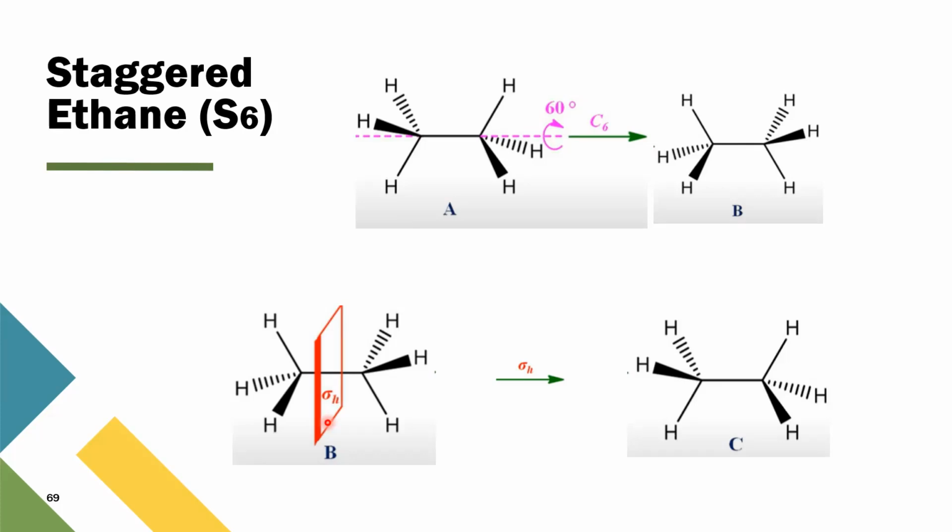So this is the S6 operation based on this angle of rotation. Okay? First you do the rotation and then you reflect it perpendicular to the rotation axis. Right?